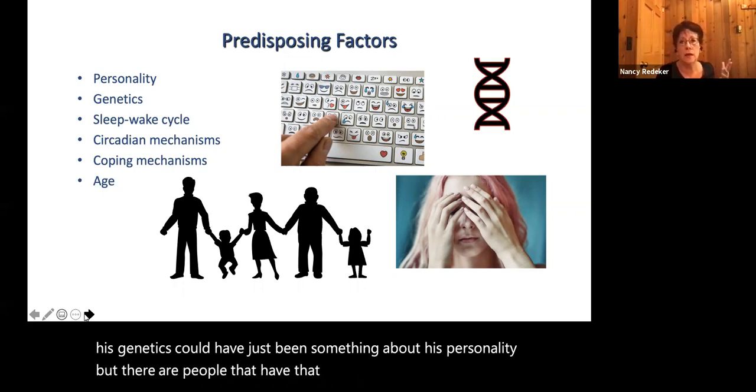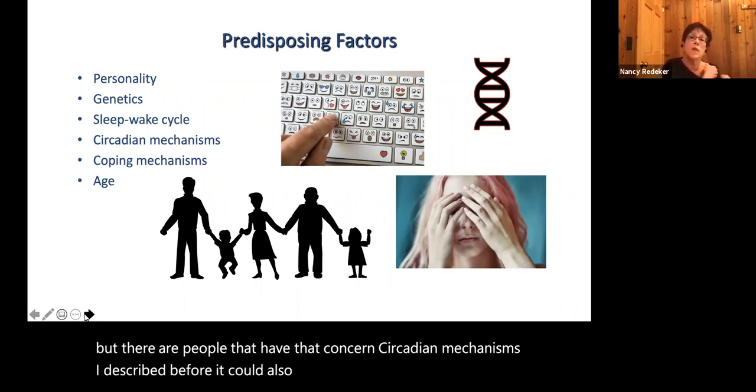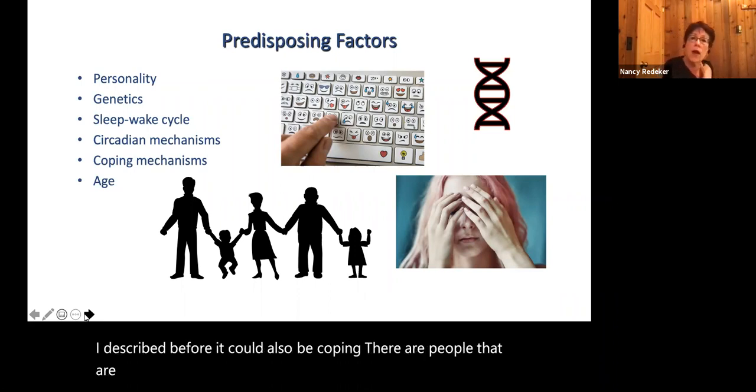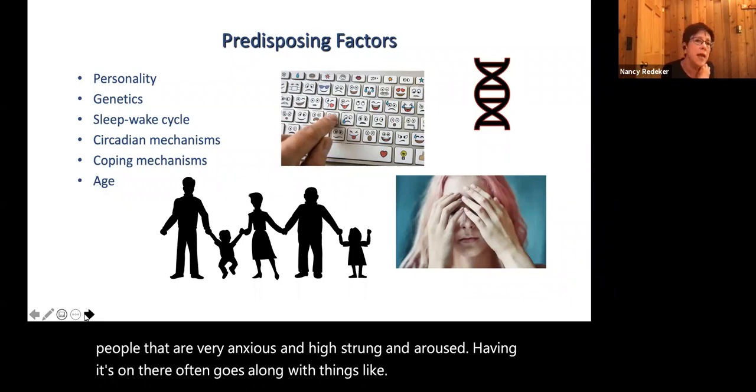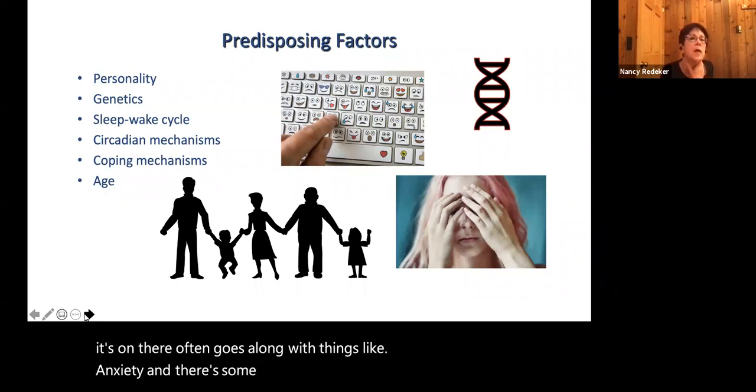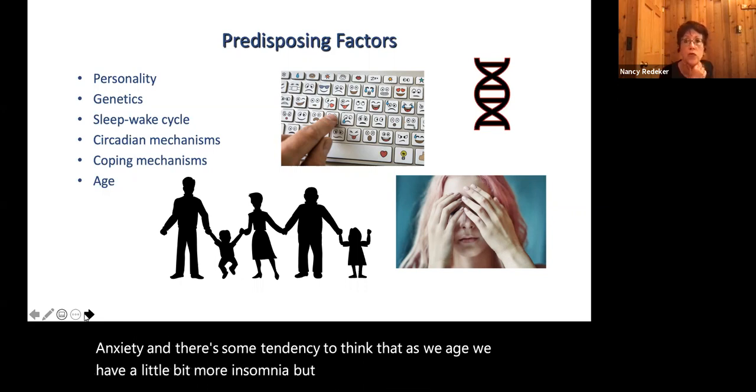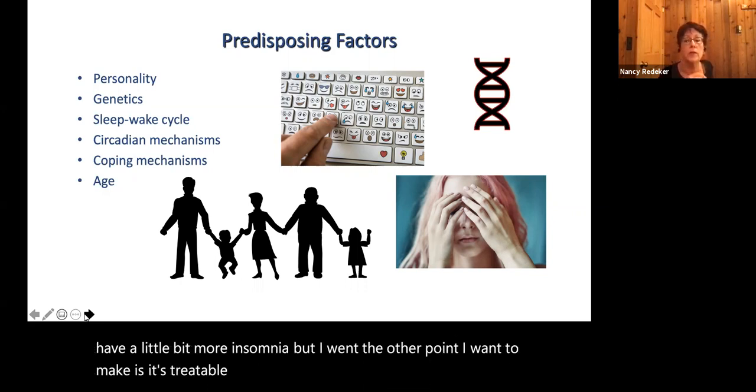Circadian mechanisms, I described before. It could also be coping. There are people that are very anxious and high strung and aroused. Having insomnia often goes along with things like anxiety. And there's some tendency to think that as we age, we have a little bit more insomnia, but the other point I want to make is it's treatable. You don't have to live with it. There's ways we can help.